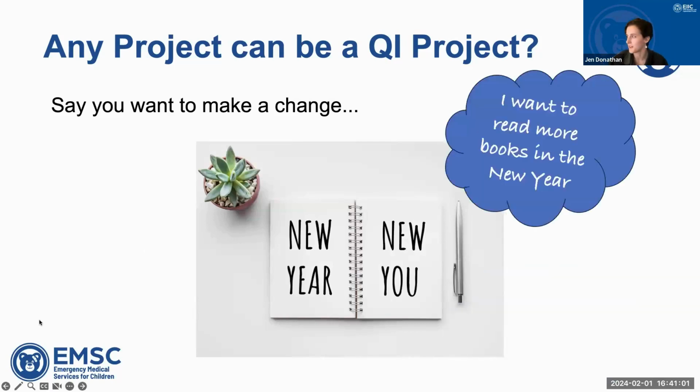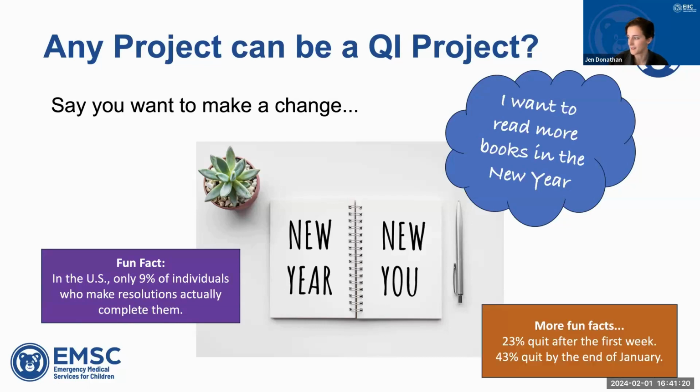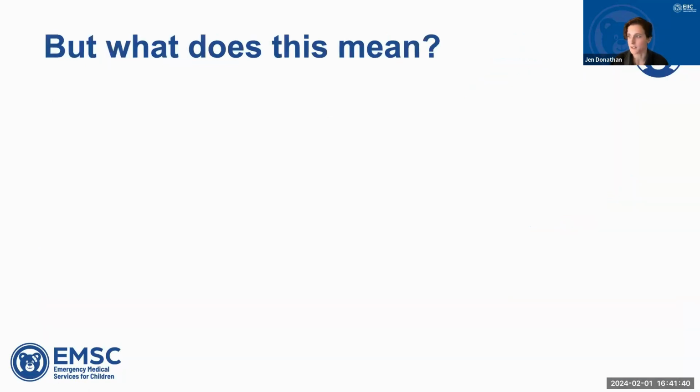So I gave an example of, I want to read more books in the new year. That's really noble. It's also very broad. It's not specific about how many books I want to read, by when, what kinds of books, etc. Fun stat, in the US, only 9% of individuals who make resolutions actually complete them. And more fun, 23% quit after the first week, and then 43% quit by the end of January altogether. So case in point, goals are great, but if you don't have an accountability system, and really define what it is you're trying to achieve, it's really hard to actually make the change you're seeking.